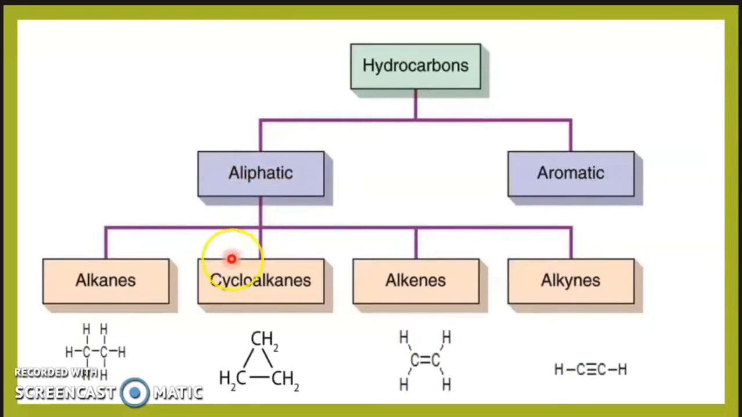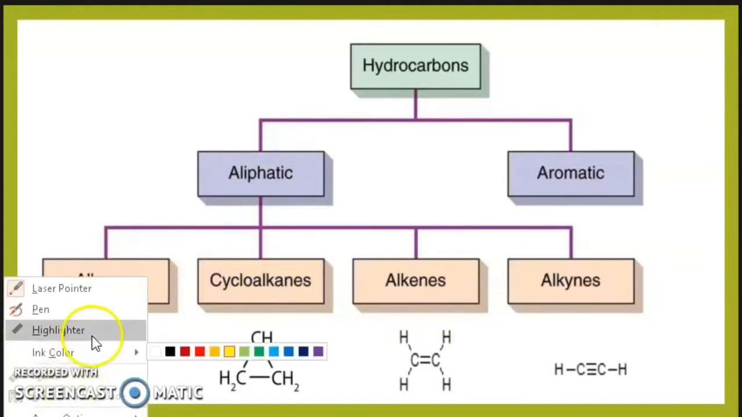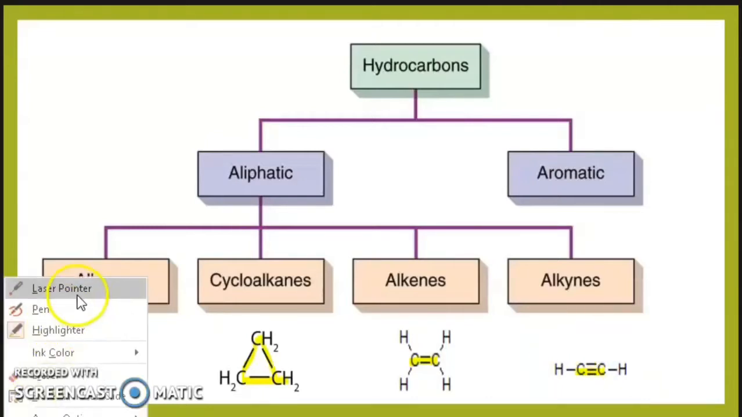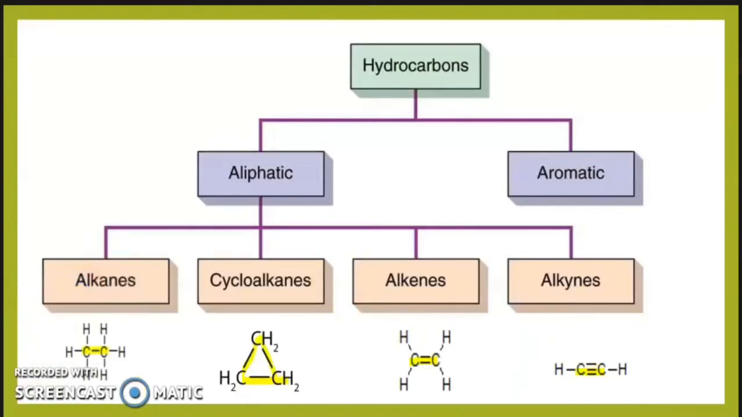Now aliphatic hydrocarbons are classified into four different families. First we have the alkanes, in which we have a single covalent bond between two consecutive carbon atoms. We have the cycloalkanes, where the carbon atoms form a ring or a cycle. We have the alkenes, where we have a double covalent bond between two consecutive carbon atoms. And we have the alkynes, where we have a triple covalent bond between two consecutive carbon atoms.